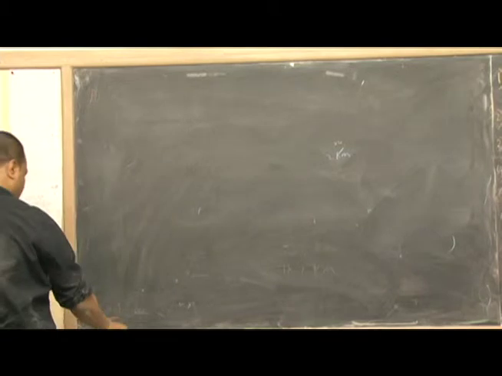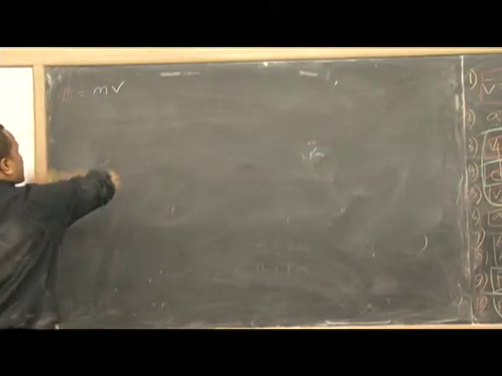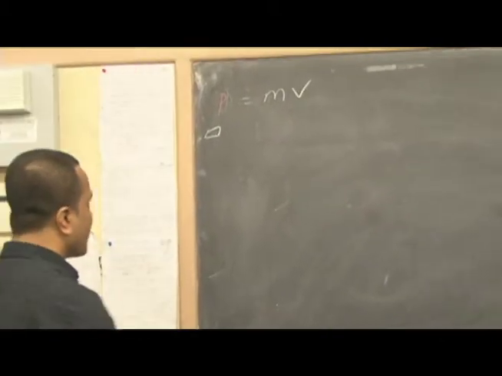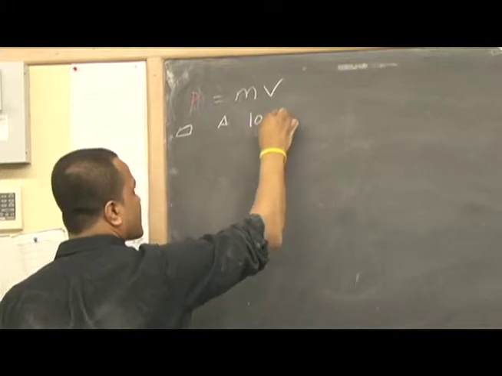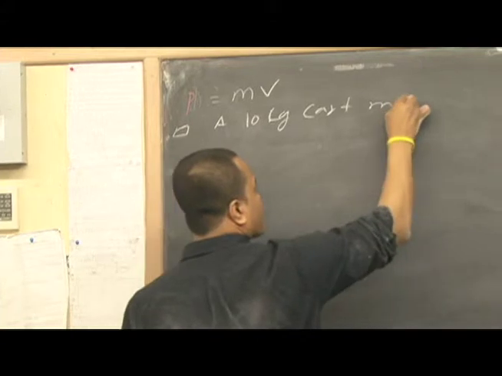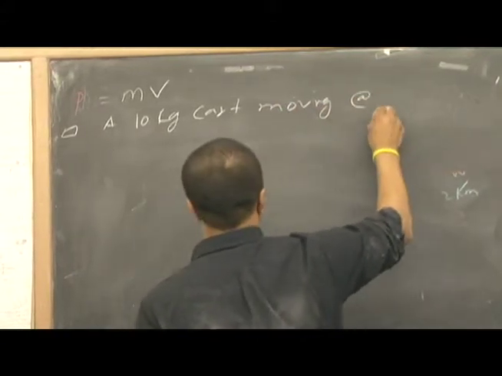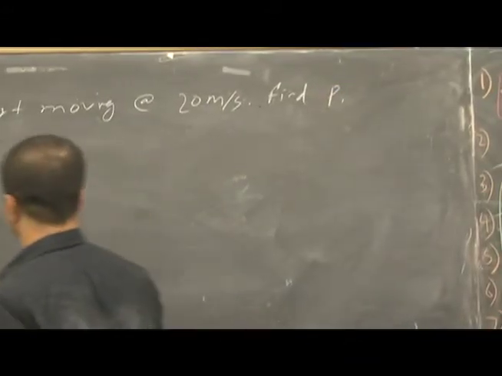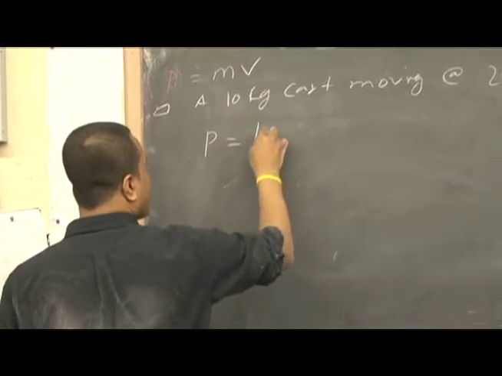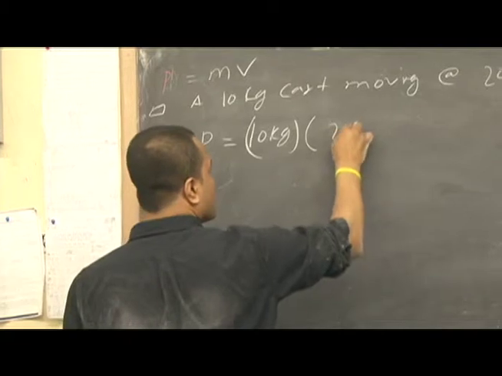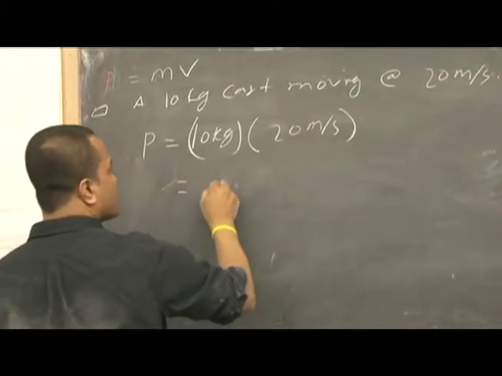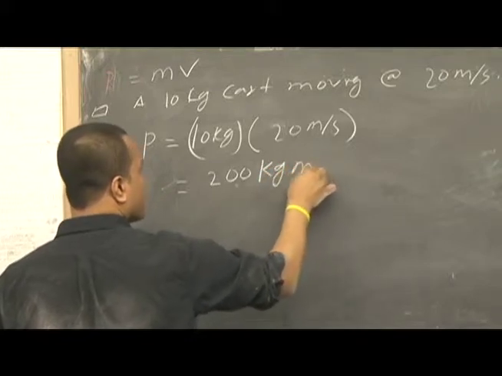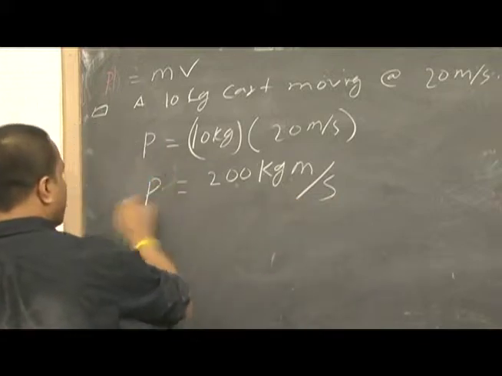So P is momentum, and momentum is mass times velocity. So what question can we come up with? Let's say a 10 kg cart moving at 20 meters per second. Find the momentum. Okay, so let's see. P equals 10 kg times the velocity of 20 meters per second, and that is 200 kilogram meter per second.